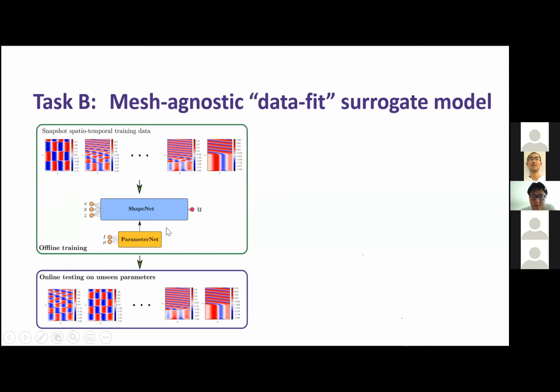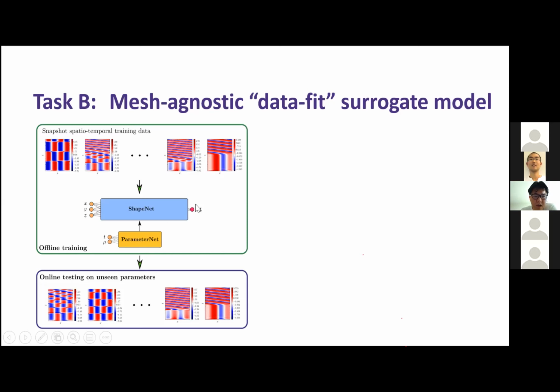So it's just a black box model, but at online time it can be inferred really fast. It will be helpful in situations with many-query problems, for example optimization or control, and especially if you want to do real time, I think a data-fit model is probably the only way in terms of inference, because for other kinds of physics models, you need to run some sort of physics solver in the background, so it will take more time.